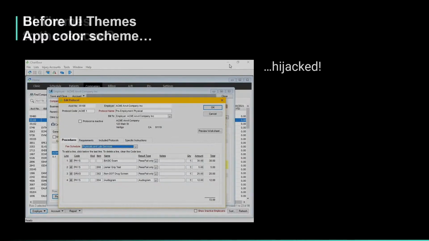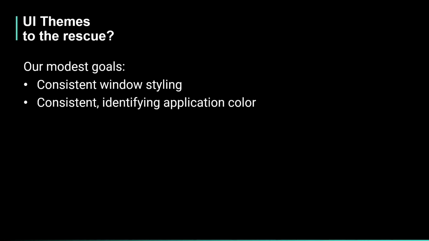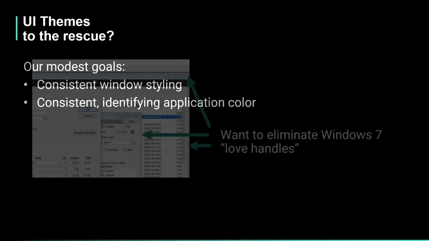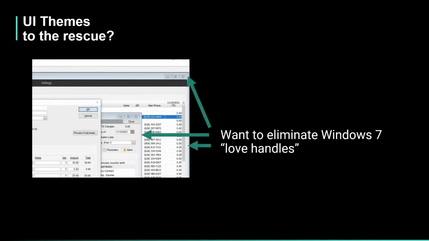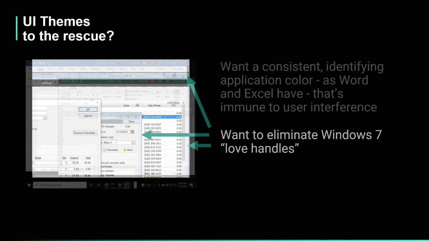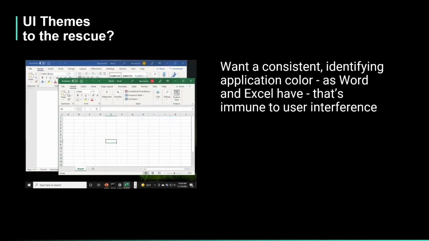So could UI themes save the day? We'd already taken care to make most of the app look okay to us, so our goals were modest but somewhat specific. We wanted consistent window styling, and we wanted a consistent identifying app color. We wanted to get rid of this mishmash, and we wanted our app to have an identifying color that users can't tinker with, like Word and Excel have.